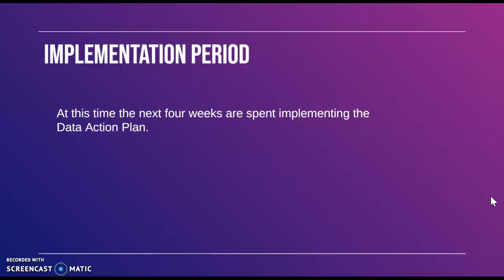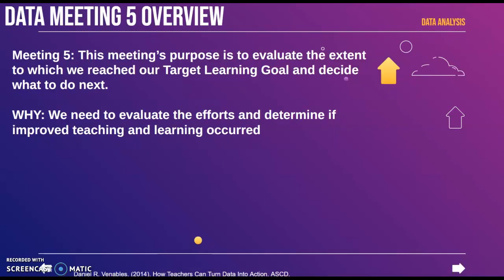So at this time, after data meeting number 4, this is when you implement the data action plan, and this takes about 4 weeks to implement within the 9-week period of this whole entire process. So after the implementation period, you get to data meeting number 5.